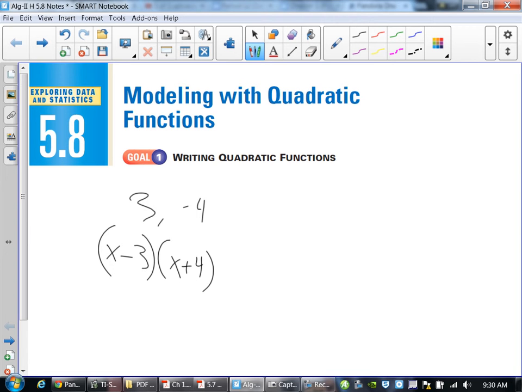FOIL it. Just the equation. You just FOIL it out. You get x squared minus x minus 12. That's writing it out. It is very, very simple.